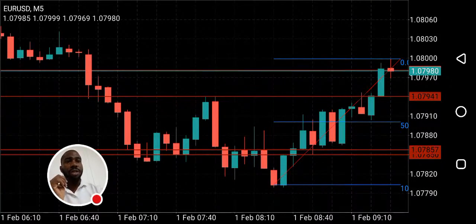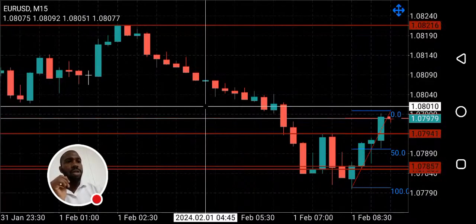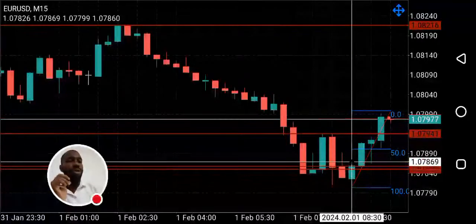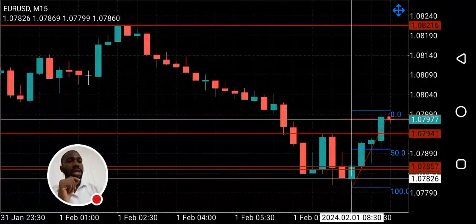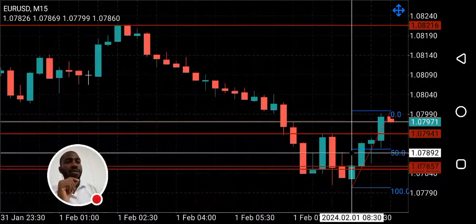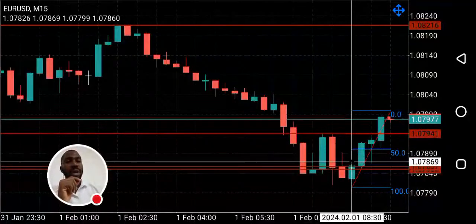If you decide to buy, your stop loss should be 10 pips below the low of this candle. Please, if you're going to execute a buy trade, set your stop loss 10 pips below the low of this candle.